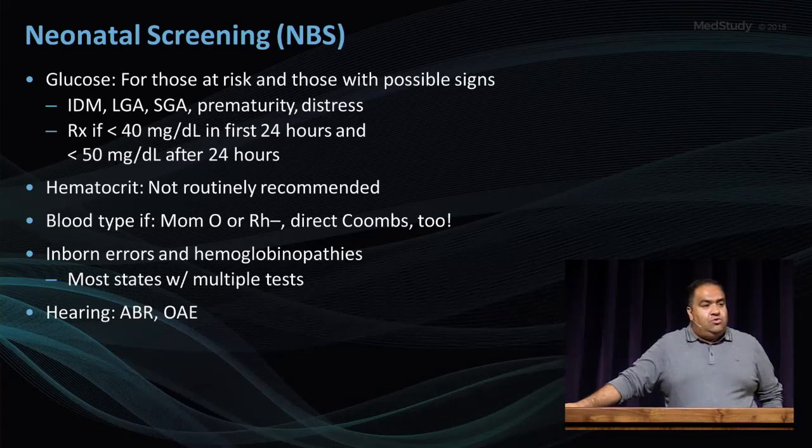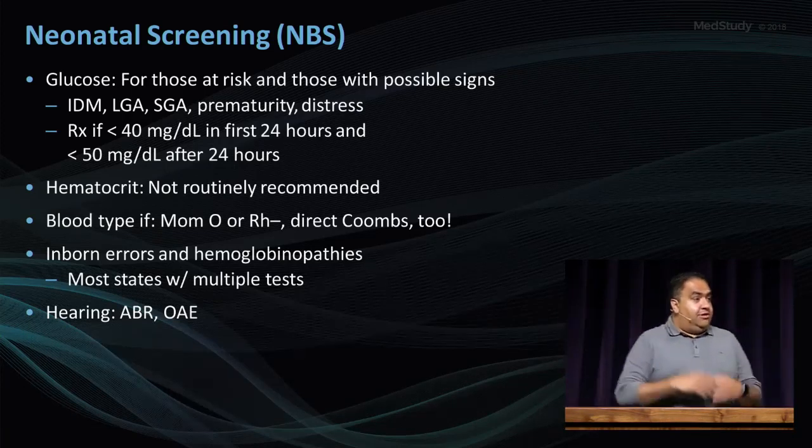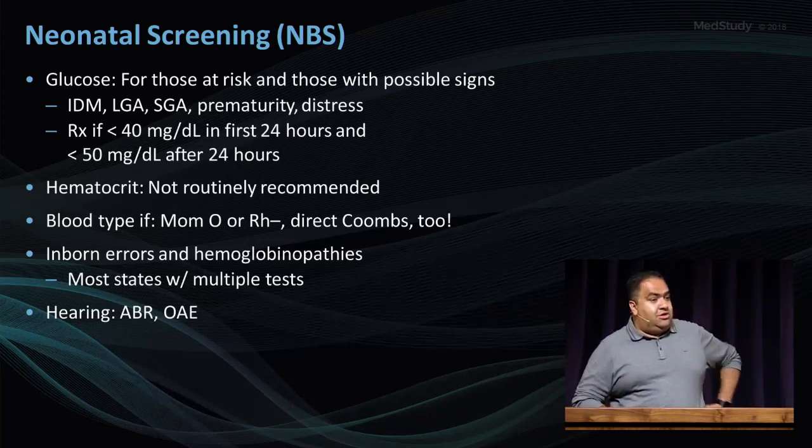If mom is O-type blood or any type of Rh negative, we want to get the baby's Rh and blood type, especially if she's O-type, to see if there's ABO incompatibility or ABO hemolytic disease of the newborn. We look at inborn errors of metabolism. All states have the routine state screening that looks at a lot of the underlying metabolic or congenital anomalies.